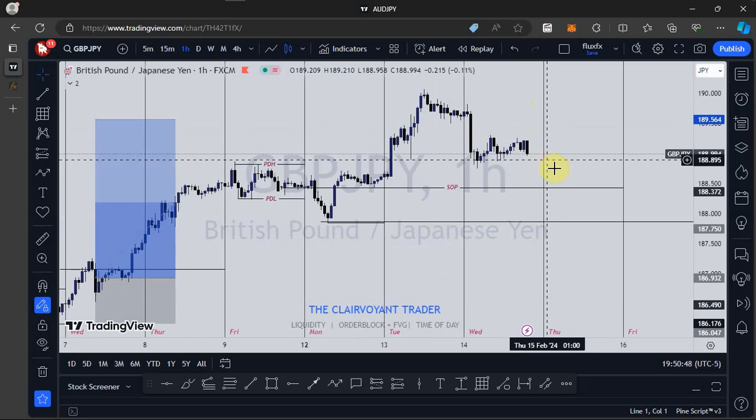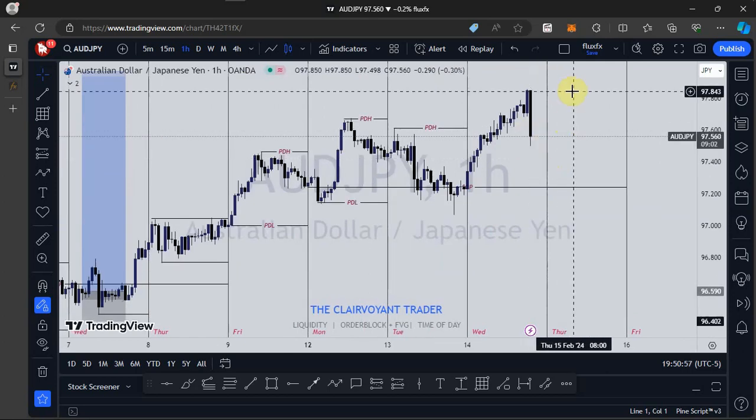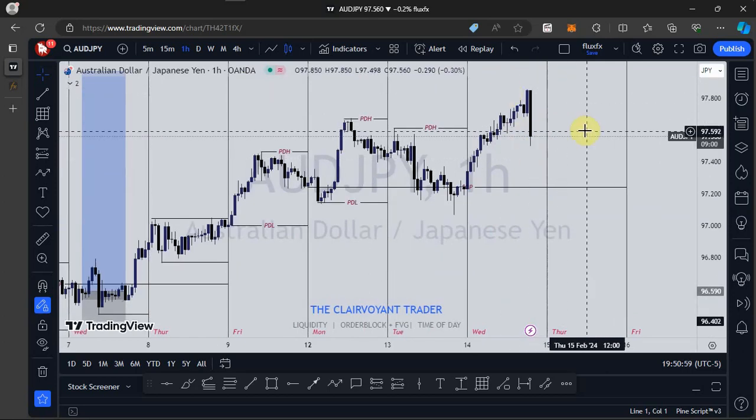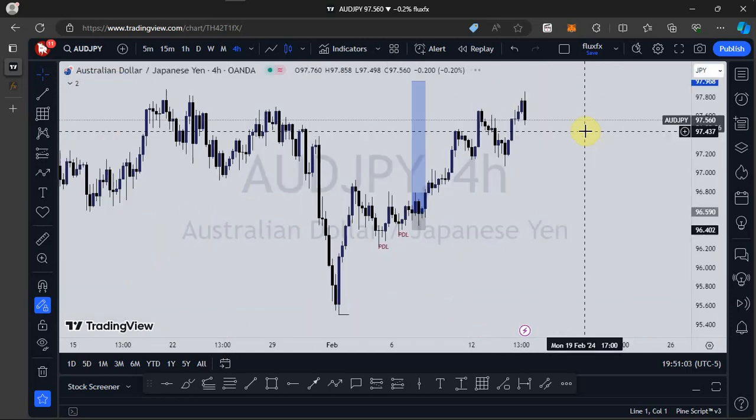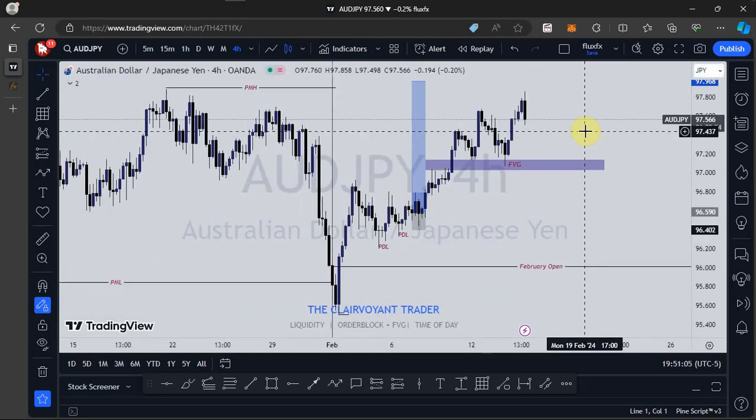Let's look at the next market, that is AUDJPY. So GBPJPY, AUDJPY, same plan. I'm still expecting to see price continue to push to the upside. All this we are seeing, I see it as retracement. It doesn't really have any significant move.